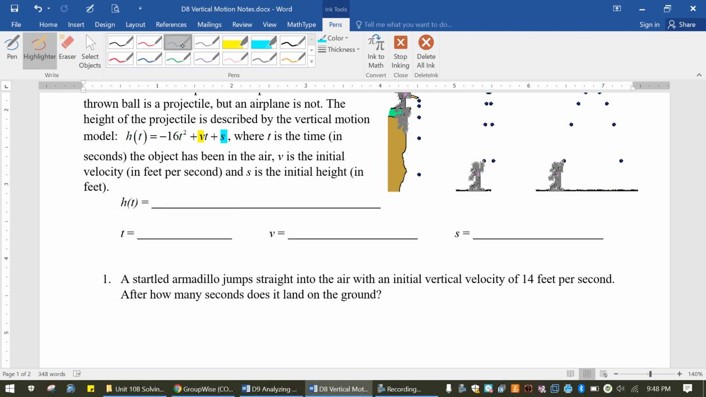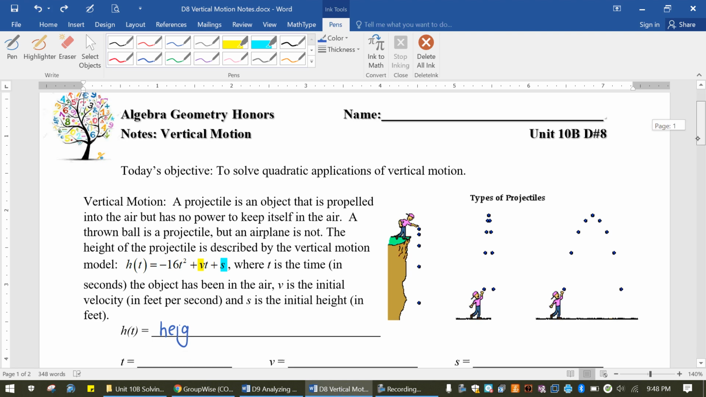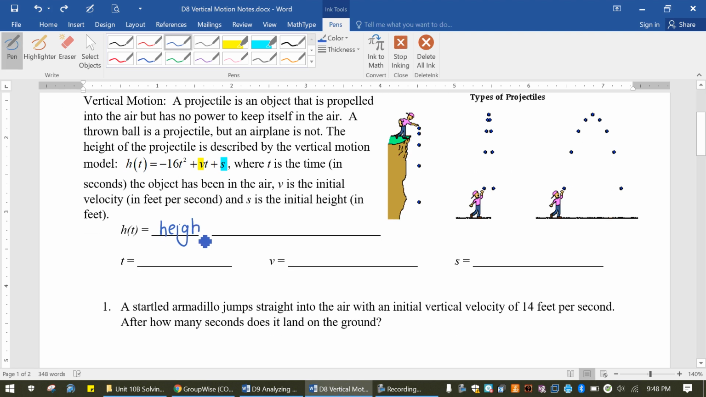What they stand for. So h of t is our height. This is height with respect to time. t is our time in seconds. v is our initial velocity, and s would be our starting height.